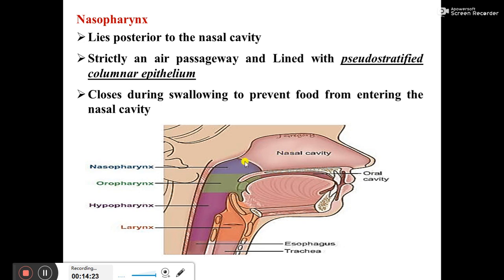It is strictly an air passageway, and it is lined with pseudostratified columnar epithelium. So you should know that it is strictly an air passageway. Next, it closes during swallowing to prevent food from entering the nasal cavity. So this nasopharynx is strictly an air passage, and it closes during the swallowing of food to avoid food particles.